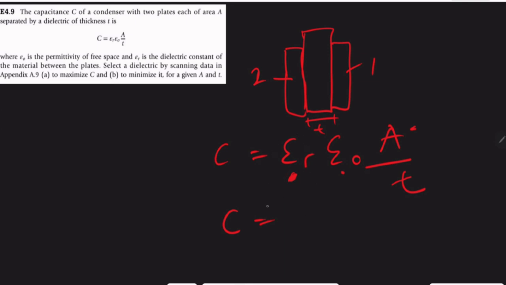So all we have to do is go through the table in appendix A9 and look for materials that maximize C. So this is straightforward. You can do that on your own. It's a very straightforward question.